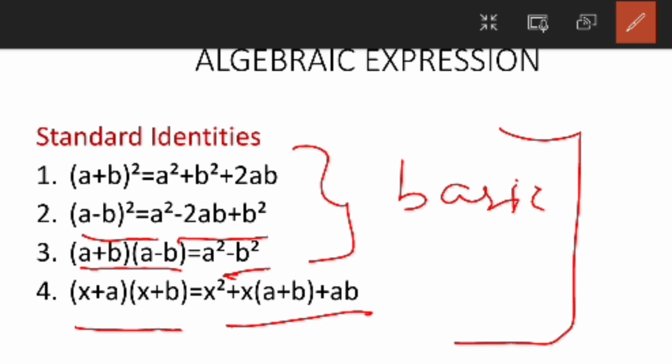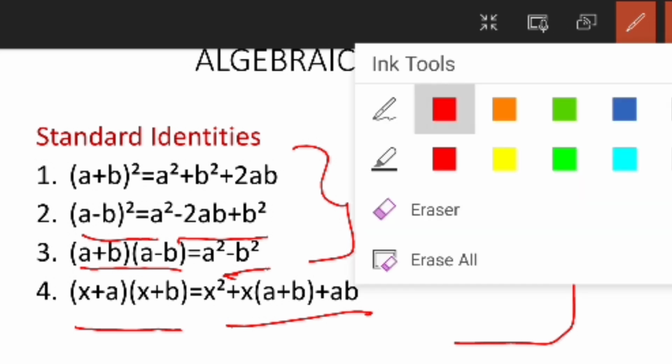Using these identities, we will do problems in this exercise on algebra, and in the classes of 8th, 9th and even in 10th standard also, they will ask based on these identities. So, they are must-learn identities. Okay children, so we will learn one by one how we are getting these identities.